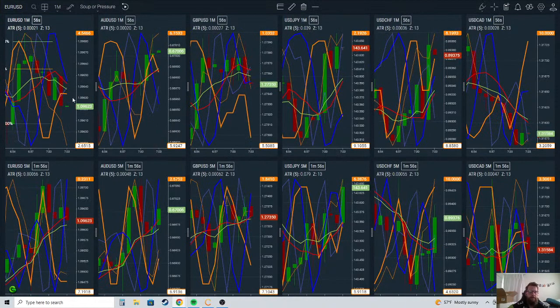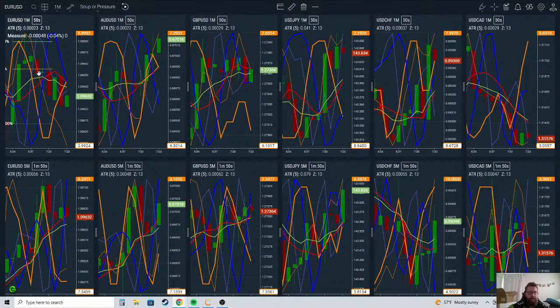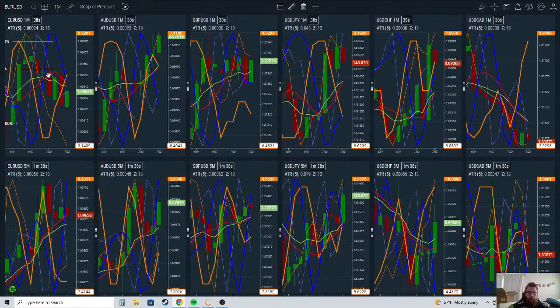Basically what we're looking for is how the price action interacts with these lines right here, which are called pressures, and the rest of these lines are indicators that support whether or not we want to go on a trade based off of how the price action is interacting with these pressures.